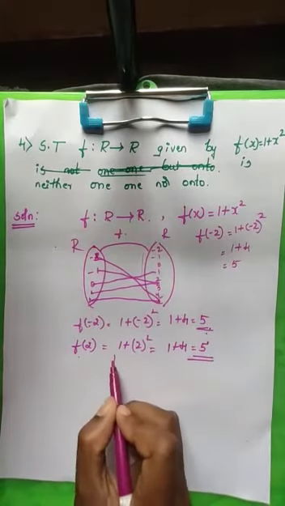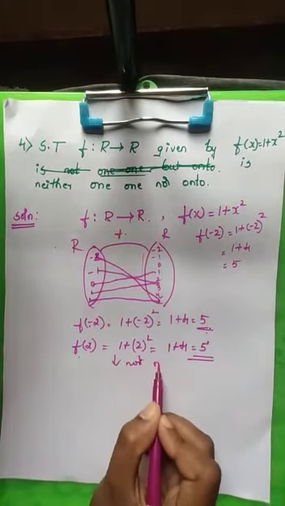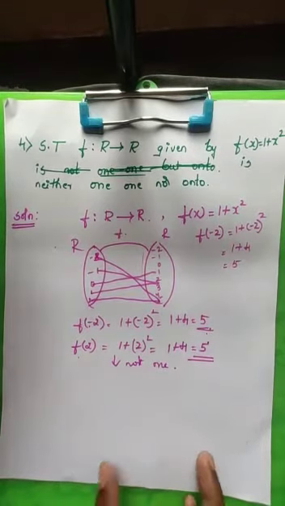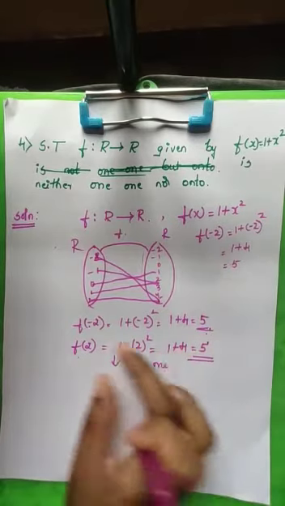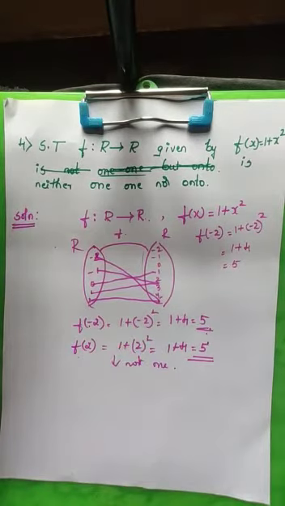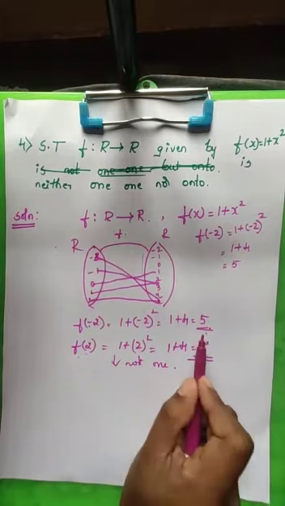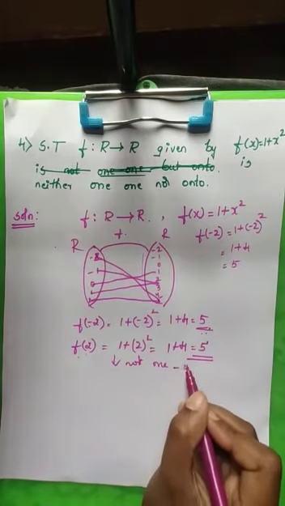So the given function is not one-one because f of -2 and f of 2 have the same image, but 2 and -2 are two distinct elements. In order for a function to be one-one, distinct elements should go to distinct images. Here distinct elements are going to the same image. So this function is not one-one.